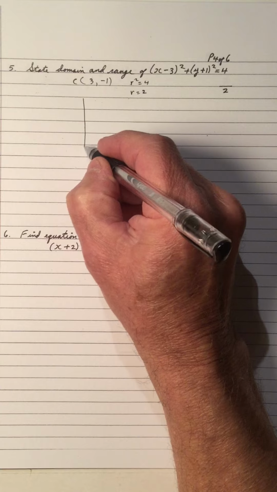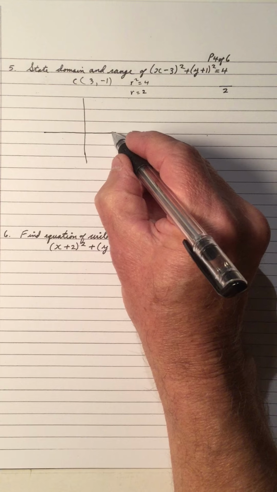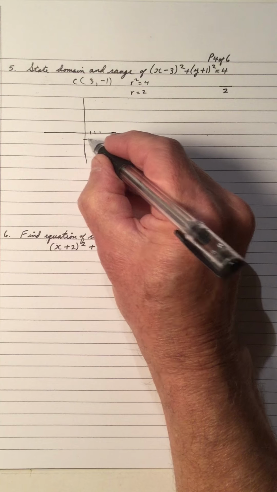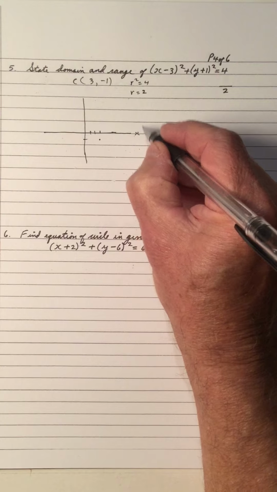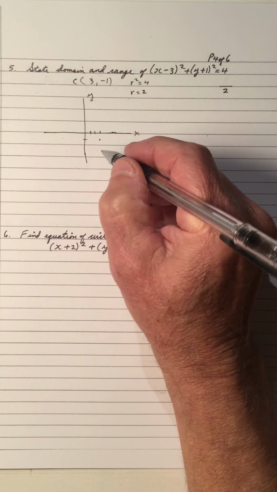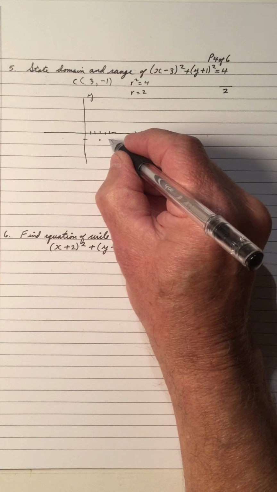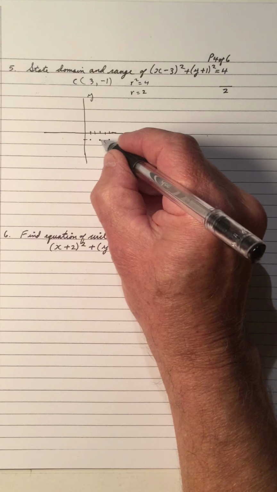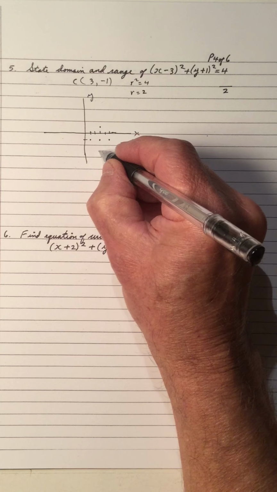So the best way to explain this is to plot the center, and you'll see it. The center is 3, negative 1, right there. And that's the x, and that's the y. And the radius is 2. So if the radius is 2 from the center, let's go 2 right, right there. And we go 2 left, which is right there. We go 2 up, which is right there. And we go 2 down, which is right there.